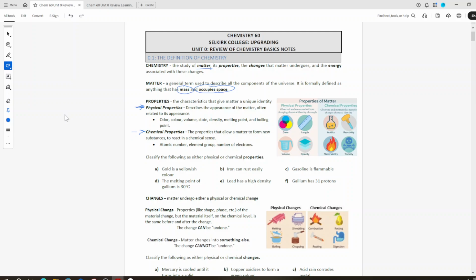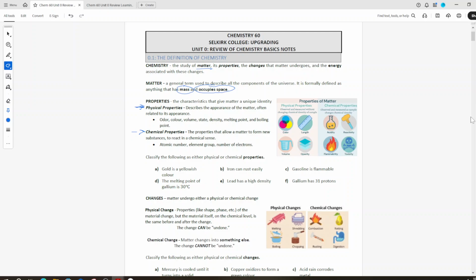The chemical properties are the properties that allow matter to form new substances, right? In other words, to perform a reaction, to react with other things, which if things didn't react, there wouldn't be chemistry. These are things like the atomic number, the element group, the number of electrons it has, as well as its acidity, its reactivity, its flammability, and its toxicity. So those are the broad definitions.